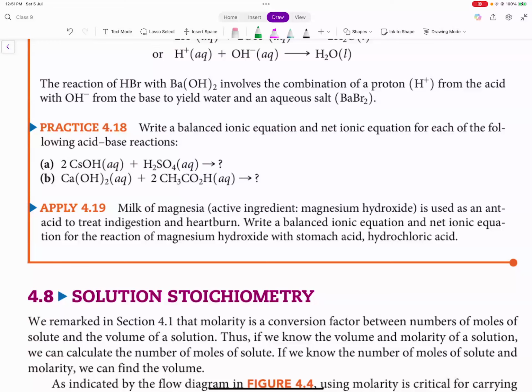So write aqueous everywhere because else people will not give you marks. Very good. Same, everything is correct except that aqueous thing.